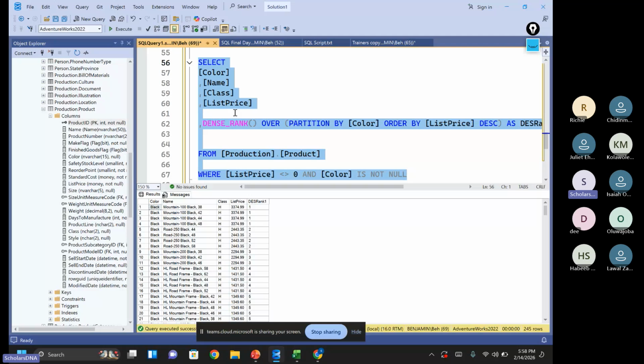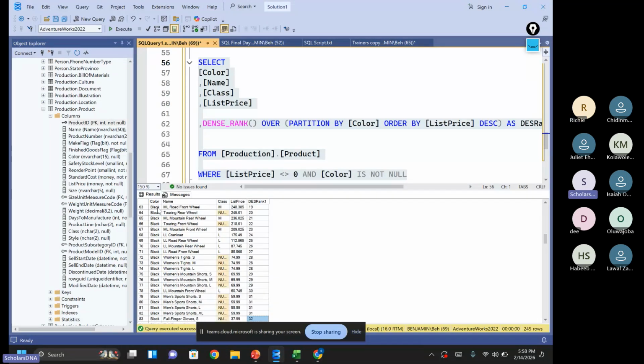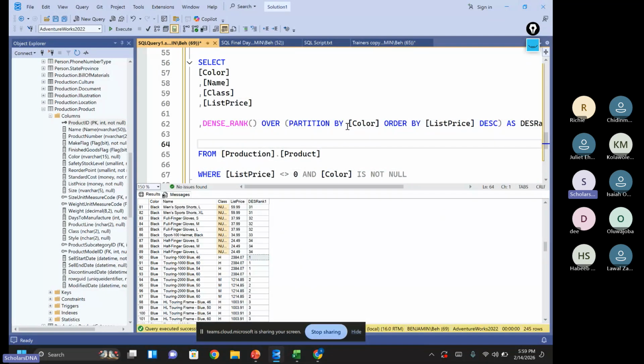Because I partitioned by color, you could see black is the first set of colors. Black is ranked 1, and only black is ranked. At the end of black, you see another color called blue. Instead of continuing to number 35, blue is now ranked number 1. The other thing we've just done is that we have partitioned by color. Do you guys understand this now? Yes, sir. I understand, sir.